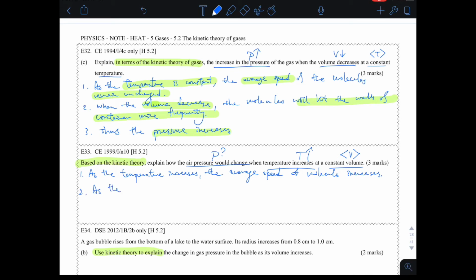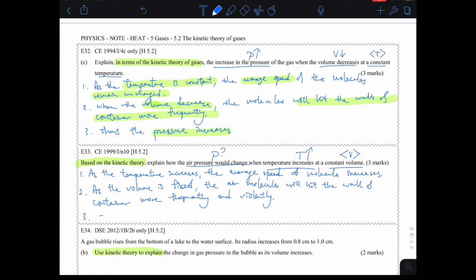Next, as the volume is fixed, the air molecules, because it is now faster, will hit the wall of container more frequently, because the volume is fixed and it moves faster. And at the same time, because it's moved faster, it will hit more violently, more change in momentum.